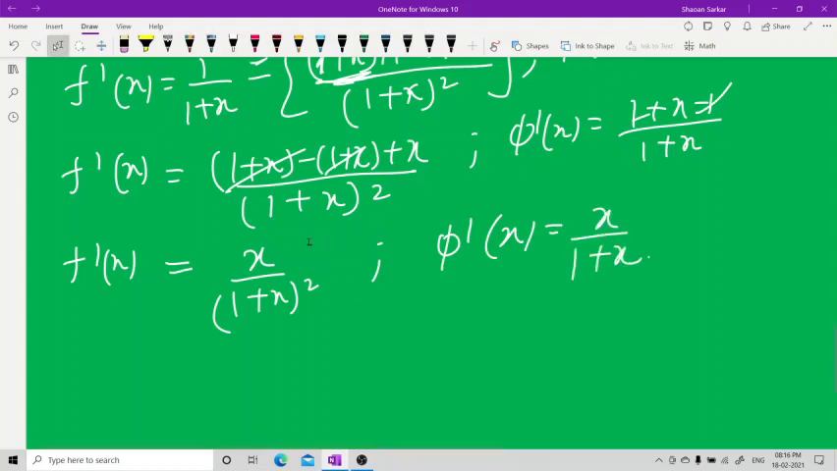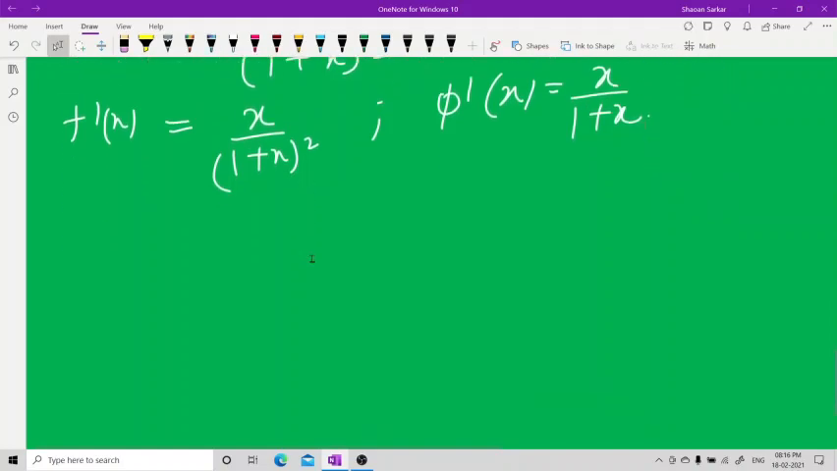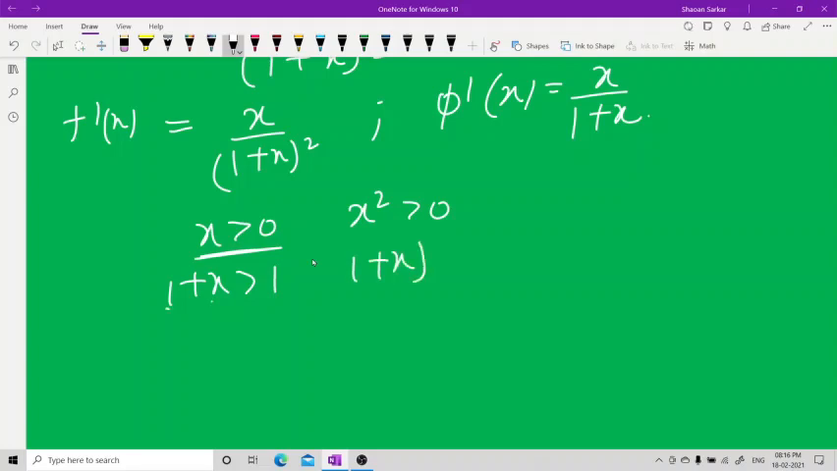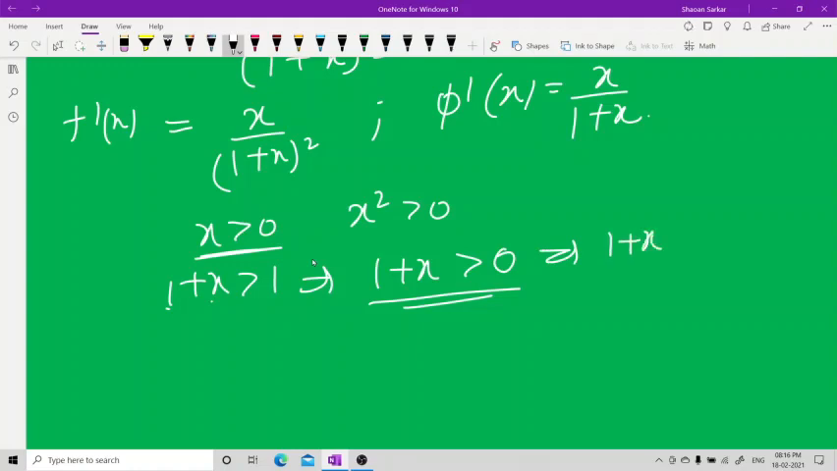Now see, the point is here. Your x is greater than 0, so x square will be greater than 0. Similarly, 1 plus x will be greater than 1, adding 1 on both sides. So 1 plus x whole square is greater than 1, which implies 1 plus x is obviously greater than 0. This quantity is greater than 0. Of course, 1 plus x whole square is also greater than 0.